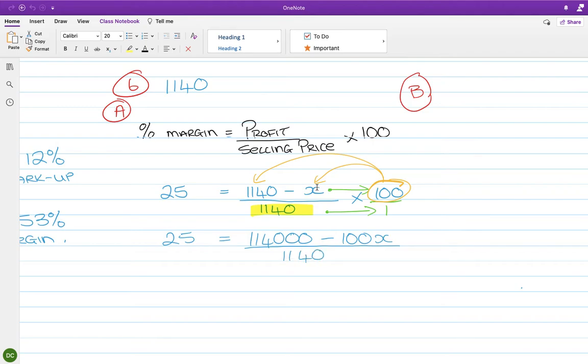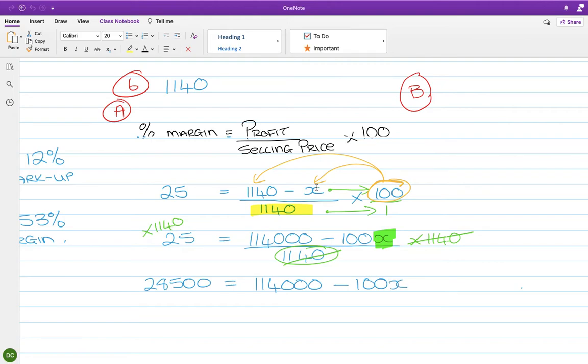Okay? So, see, I was trying to avoid all this algebra. I mean, it's algebra you can do, but you know. So I'm trying to isolate this. So the first thing I want to get rid of is this. At the moment, it's a divisor. So at the moment, my x is being divided by 1140. So I need to do the opposite, which is to multiply by 1140. And then that will cancel that out. But if I multiply by 1140 on the right, I'm going to have to do it over here on the left. Okay, so 25 by 1140 is 28,500. And on the right, I've got 114000 minus 100x.